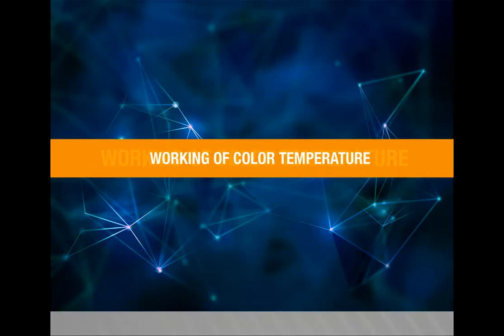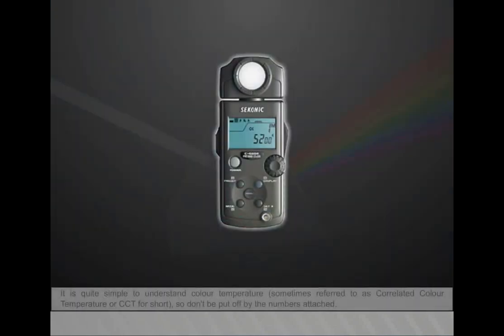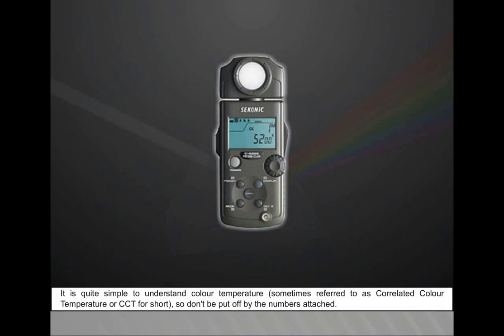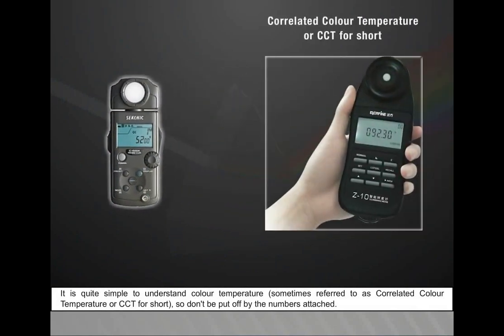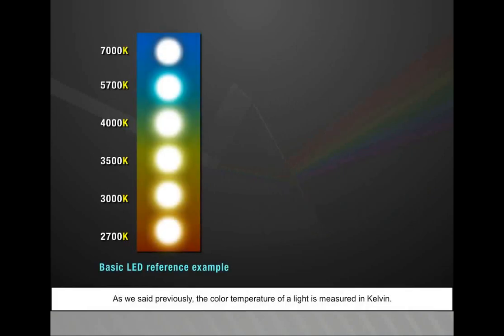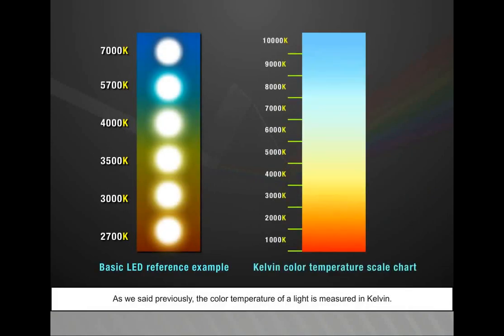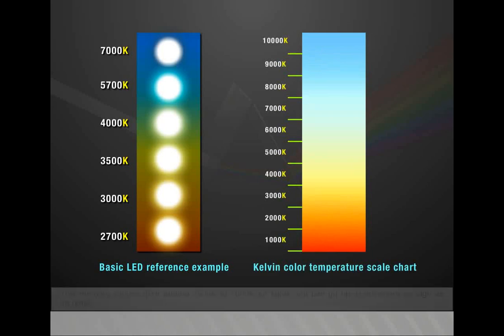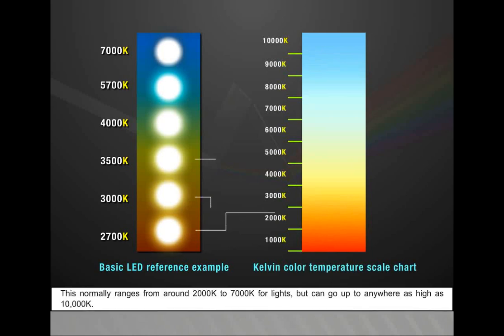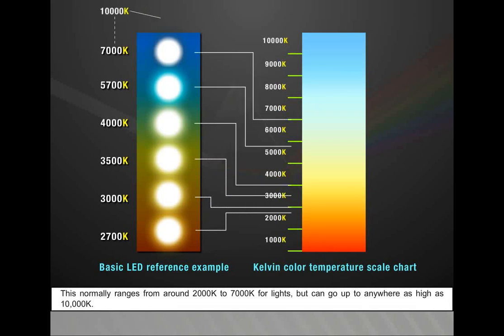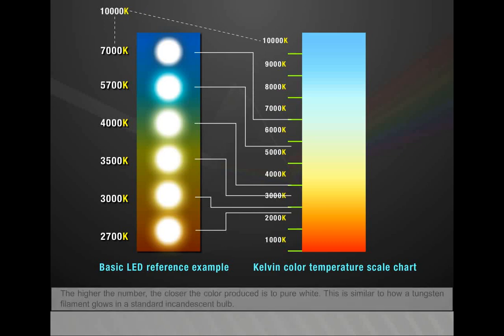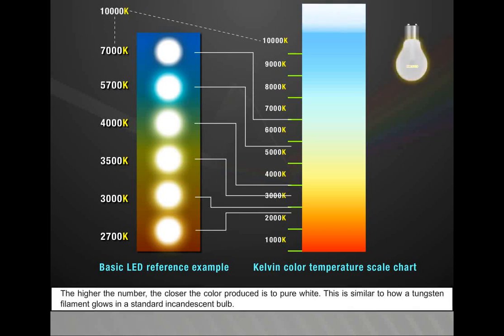Working of color temperature. In this video, we are going to see about working of color temperature. It is quite simple to understand color temperature, sometimes referred to as correlated color temperature or CCT for short. So, don't be put off by the numbers attached. As we said previously, the color temperature of a light is measured in Kelvin. This normally ranges from around 2000 Kelvin to 7000 Kelvin for lights, but can go up to anywhere as high as 10,000 Kelvin. The higher the number, the closer the color produced is to pure white.